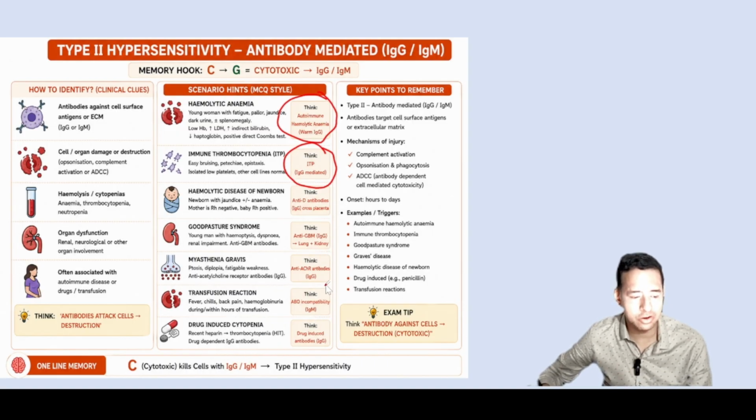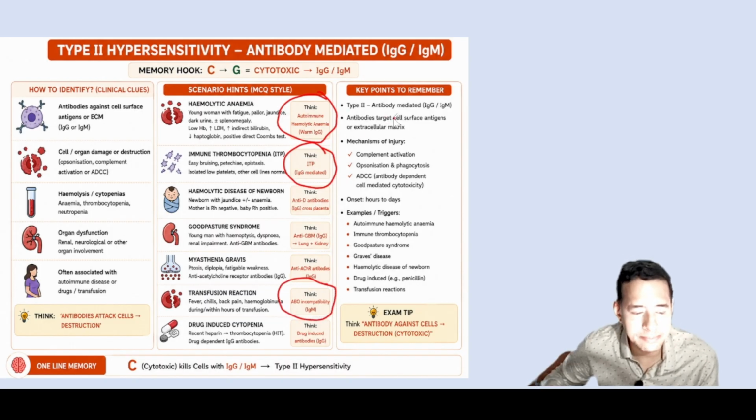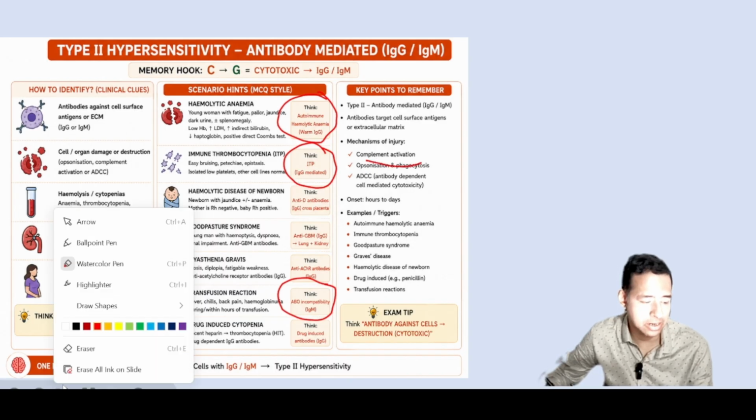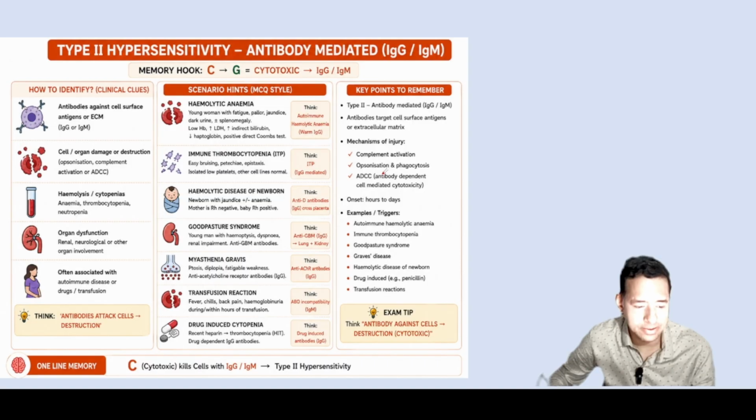They will be asking more about transfusion reaction too. The key points you have to remember, as I taught: IgG, IgM, it is ACID EGGT. You have to just remember. Antibodies here target surface antigen or extracellular matrix. The mechanism is complement activation, which I will be teaching in an upcoming session, with opsonization and phagocytosis, and ADCC, antibody dependent cell mediated cytotoxicity.